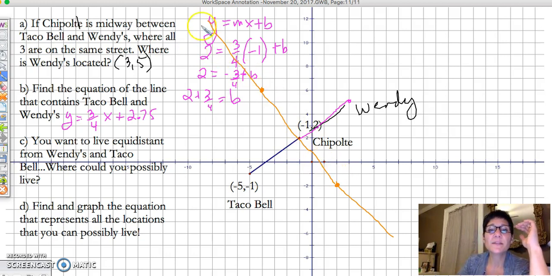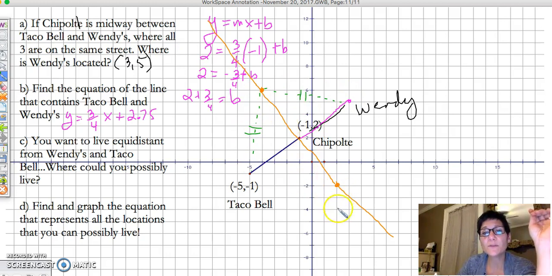You can find out that you can live anywhere you want along this line. And here's why. If you were to pick any point, so if I were to pick this point right here and I were to connect from here, and I connect from Taco Bell to Wendy's, I would create an isosceles triangle where this guy here is equal to that guy there. The same thing with Chipotle.